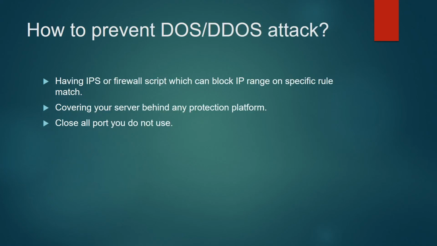So let's go for how to actually prevent or get secured from DOS attack. So the best way is actually to have some kind of IPS or firewall with a script that can actually block connections, block IPs, block ports, and block whole IP ranges. So we have a system that can automatically block sources that it counts as malicious or DOSing activity. This is actually the best way to prevent DOS.